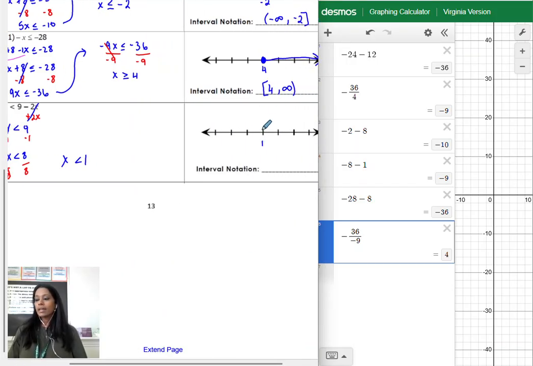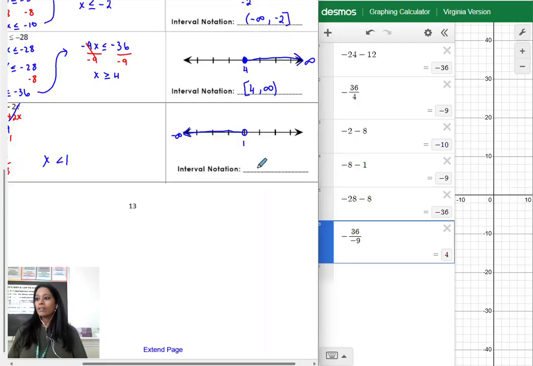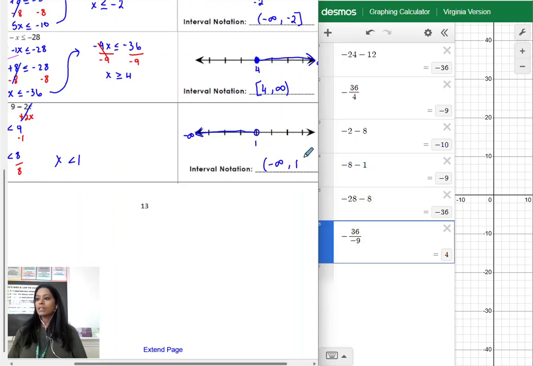So 1, x is just less than, so open circle, going off to the left, going off to negative infinity. So when I'm writing it in interval notation, I like to write the two numbers first, so negative infinity to 1. Infinity is open, and since 1 does not have the equal to symbol, it's only less than, it's going to have an open symbol as well.